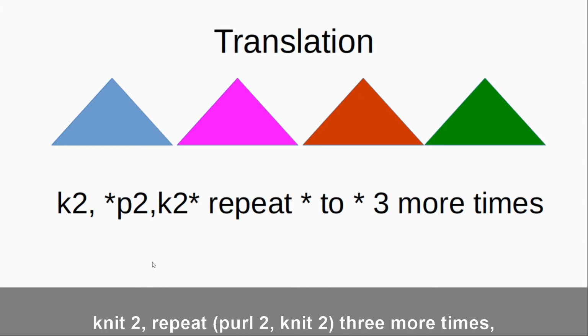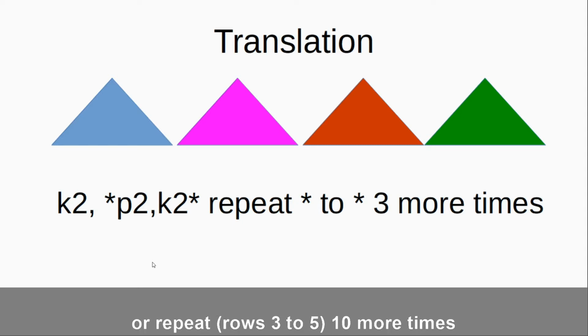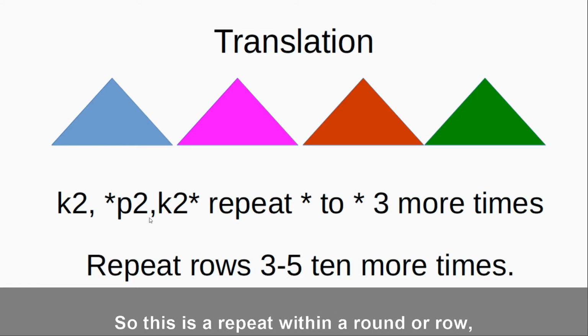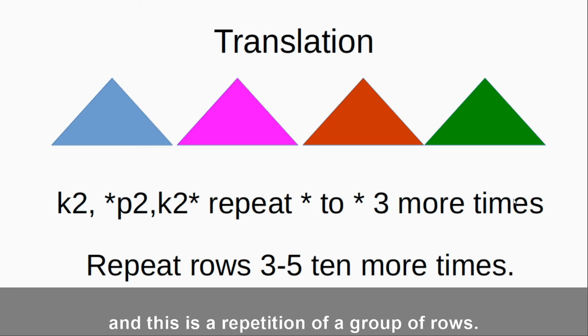knit 2, repeat, purl 2, knit 2 3 more times, or repeat rows 3 to 5 10 more times. That would be a vertical repeat. So this is a repeat within a round or row, and this is a repetition of a group of rows.